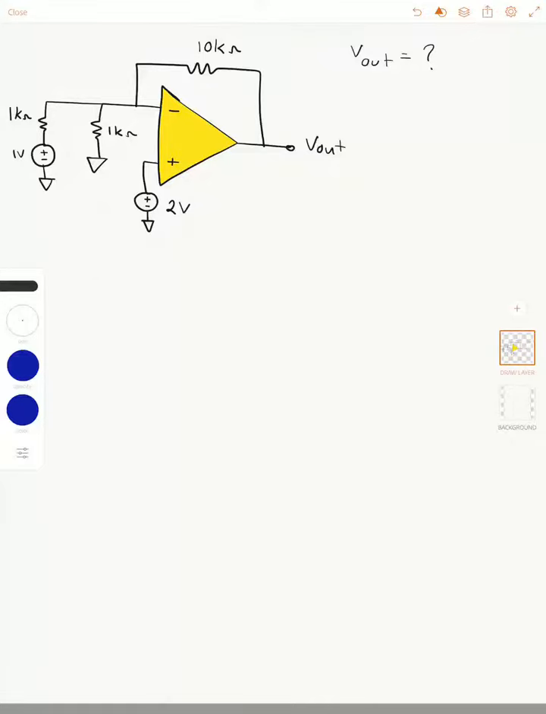We are looking at a negative feedback configuration again. Here, what we again need to do is find what is the V plus voltage. So first step, it is equal to 2 volts. And we say the V minus has to equal V plus, it's equal to 2 volts. 2 volts here.